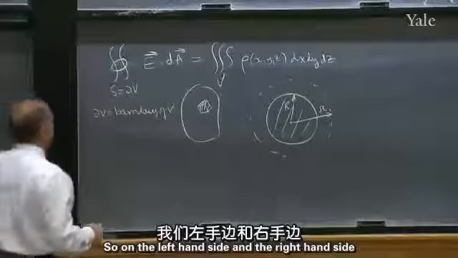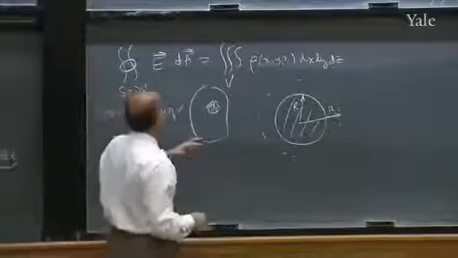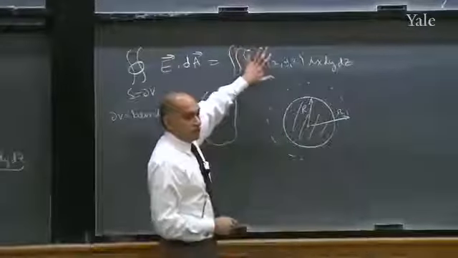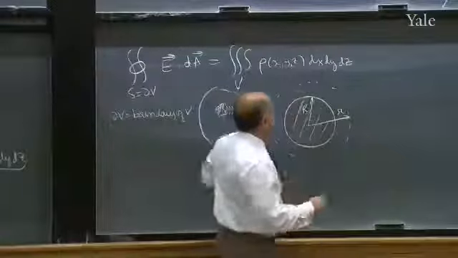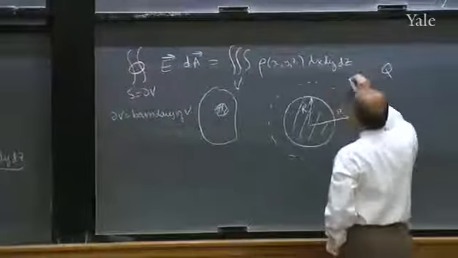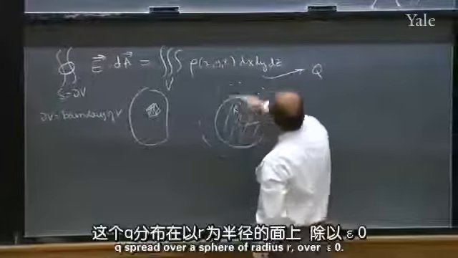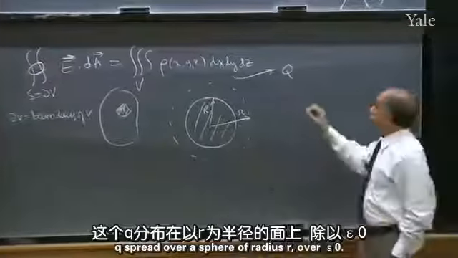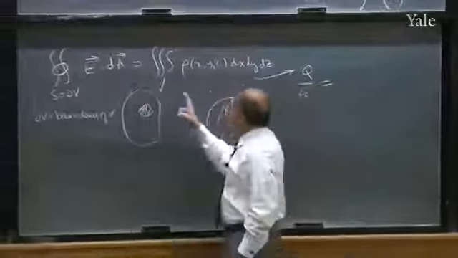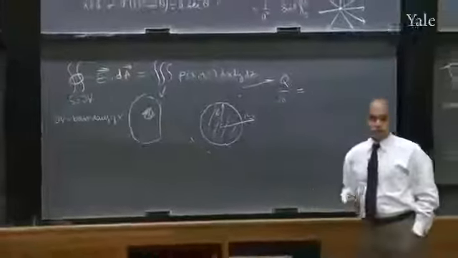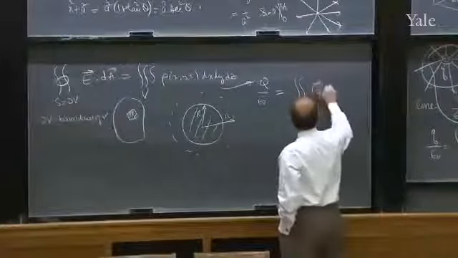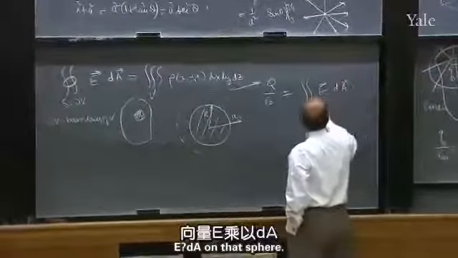So on the left-hand side and the right-hand side are two different things. On the right-hand side, what is the charge enclosed in that region? Well, the charge enclosed is just some number q. This whole thing is q. That's q spread over a sphere of radius r. Over epsilon 0, that's going to be the surface integral of the electric field on that sphere. E dot dA on that sphere.